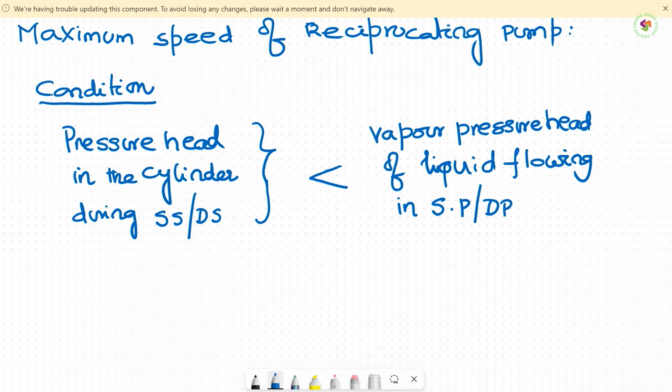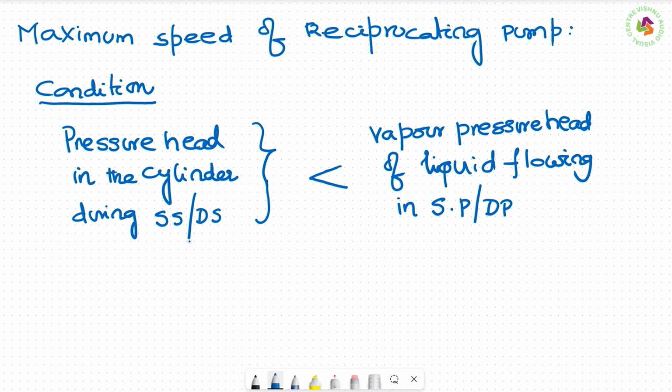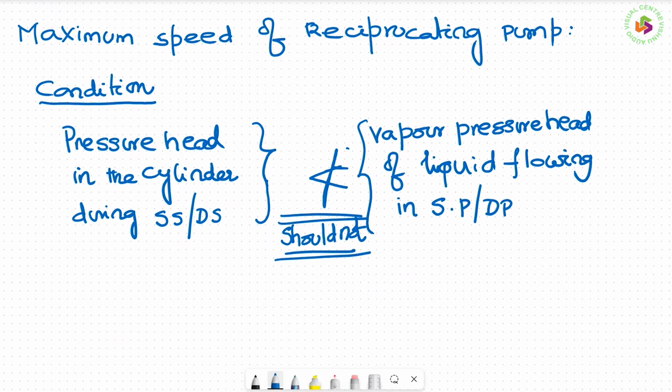Am I right? Once again, read: the pressure head in the cylinder during suction stroke or delivery stroke, what I have written, should not be less than the vapor pressure head of the liquid. This is the important point. Very, very important. It should not be below the vapor pressure. The meaning of this is that it should not go below the vapor pressure of the flowing fluid.